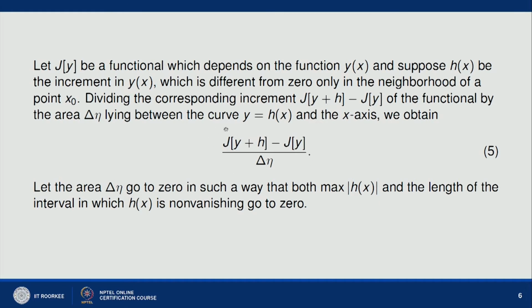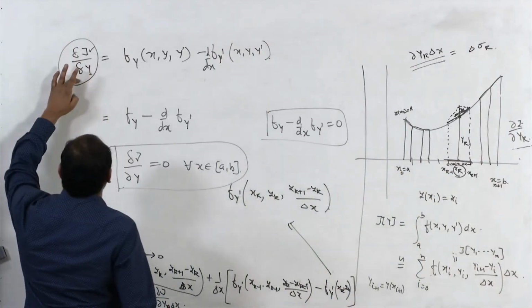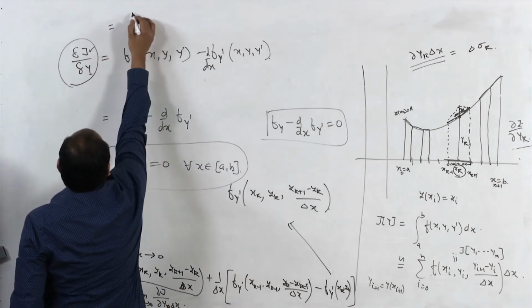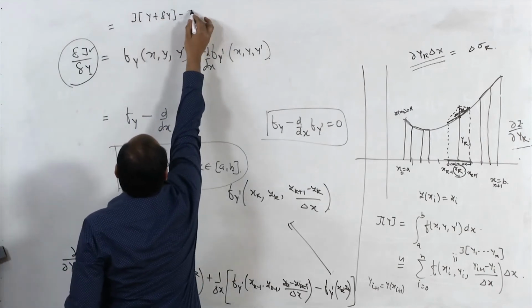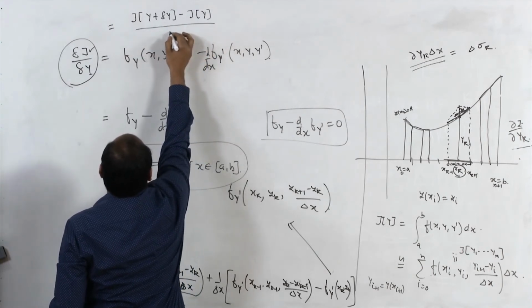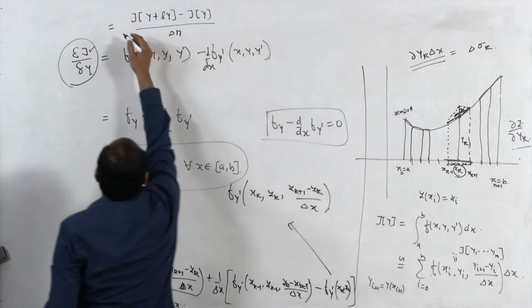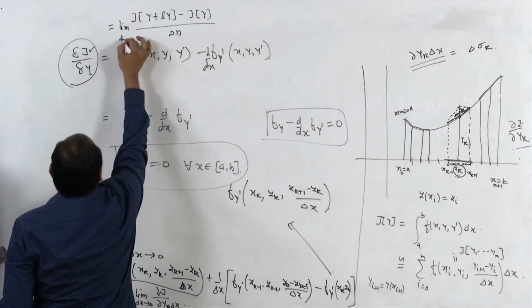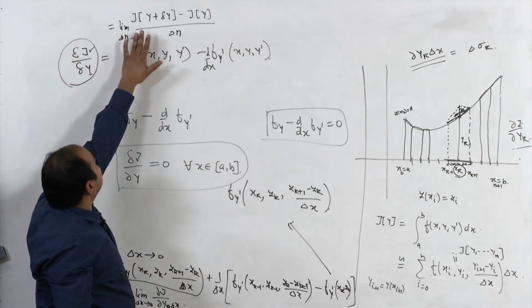If you find the limit of this as delta sigma goes to 0, it is the same thing which we have considered here. So, we can interpret this quantity delta J by delta y as J[y plus delta y] minus J[y], divided by the area which delta y covers, that is delta sigma. So, what is the limit of this? I can define this as the limit as delta sigma tends to 0. So, we can also define the variational derivative in the sense of a function like this.